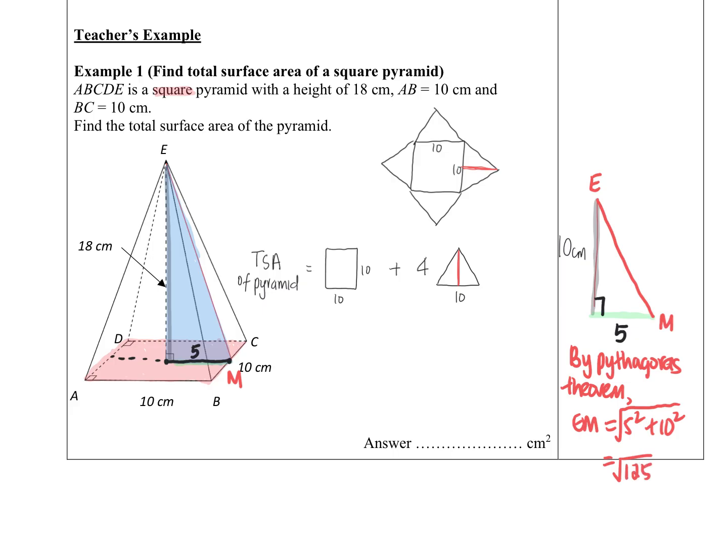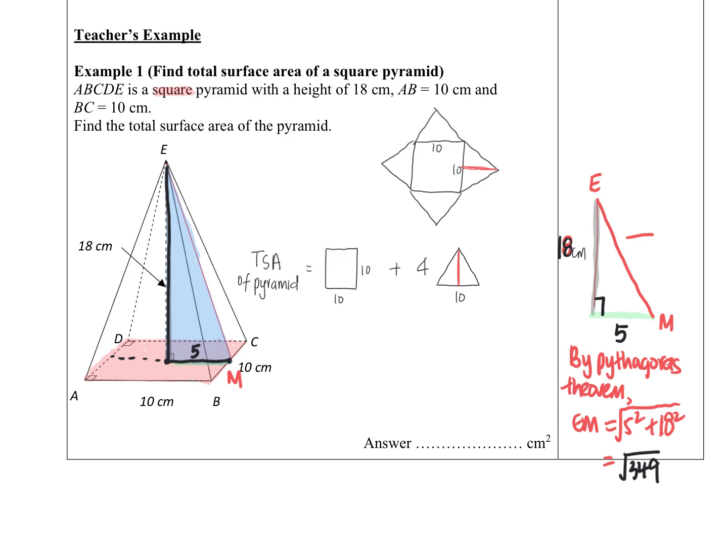Oh, 18, sorry. This one is 18. So what is the answer for 18 squared plus 5 squared? Square root of 349. Let me leave it as that first since it's not a nice number.